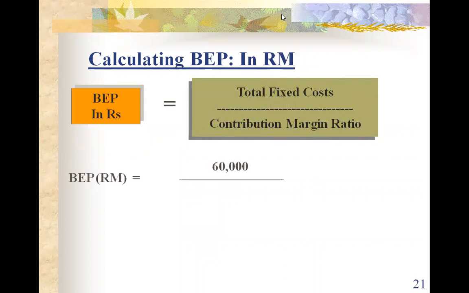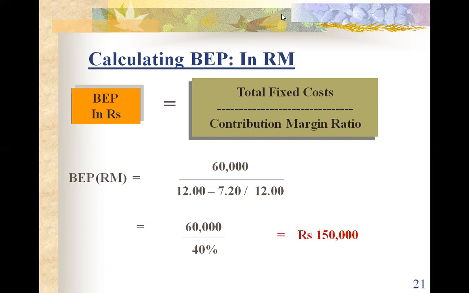Now see here. BEP amount equal to 60,000 divided by (12 minus 7.2 divided by 12), that is 60,000 divided by 40%. Understood this formula? 60,000 কি করব আমরা 40% দিয়ে ডিভাইড করব, right? Yes, sir. Okay. Then we'll get the BEP in amount, and the BEP in amount is 1,50,000.